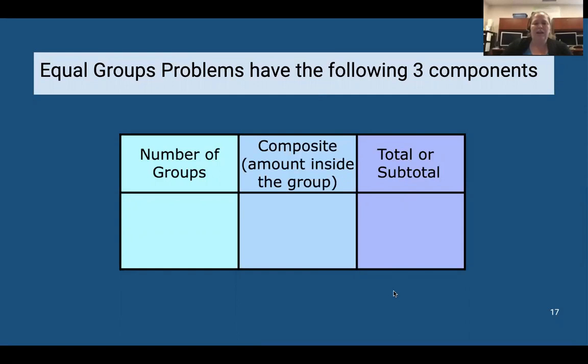And so for multiplication, for example, the problem that we just had with the 3 packs of gum, I'm going to use the annotation tool here. So the 3 packs would be the number of groups, the 4 pieces of gum, that would be the composite, and in this case, the total of that problem is where the unknown is, and it obviously is 12.